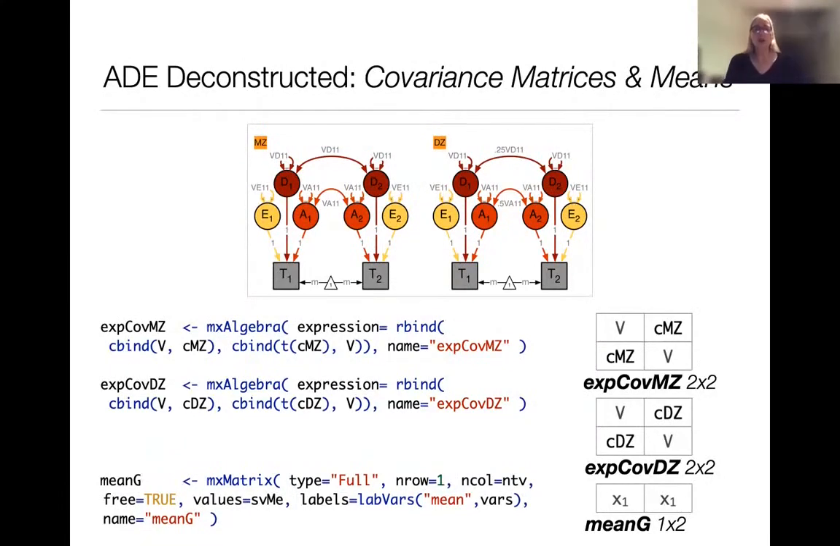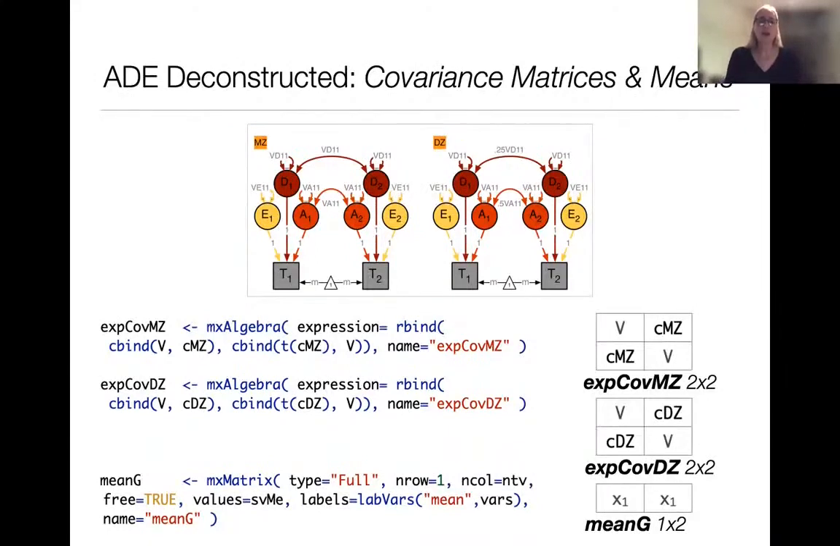Now let's go back to the expected covariance matrices. Those are going to be of the order of 2-by-2, where on the diagonal we have the variances, and on the off-diagonal element, the covariances. So to generate this algebra that creates a 2-by-2 matrix, we're going to use an R-bind and a C-bind command. And these are OpenMx specific operators that allow us to concatenate matrices.